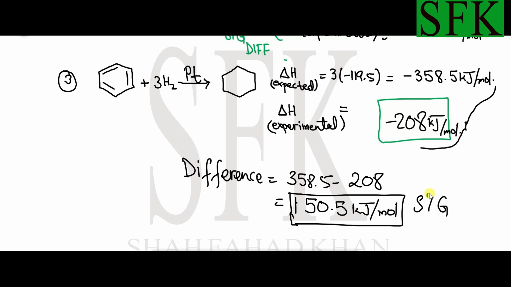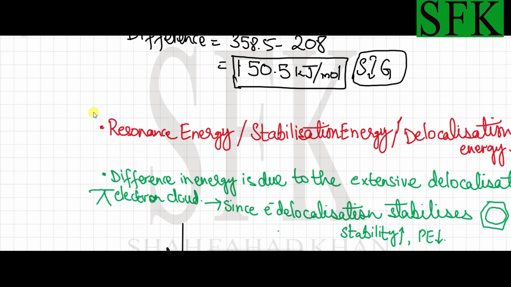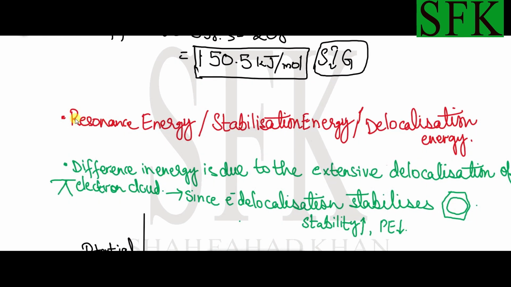The difference is significant. Now the reason why this energy difference came in benzene and did not come in the other two is this: the resonance energy, the stabilization energy.